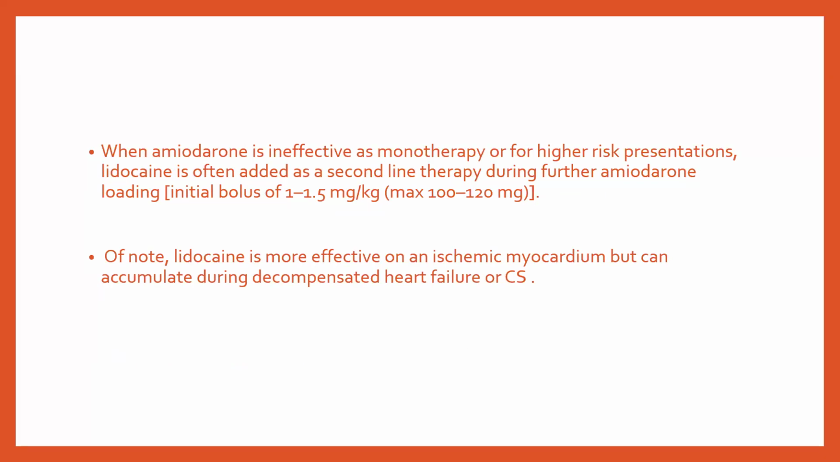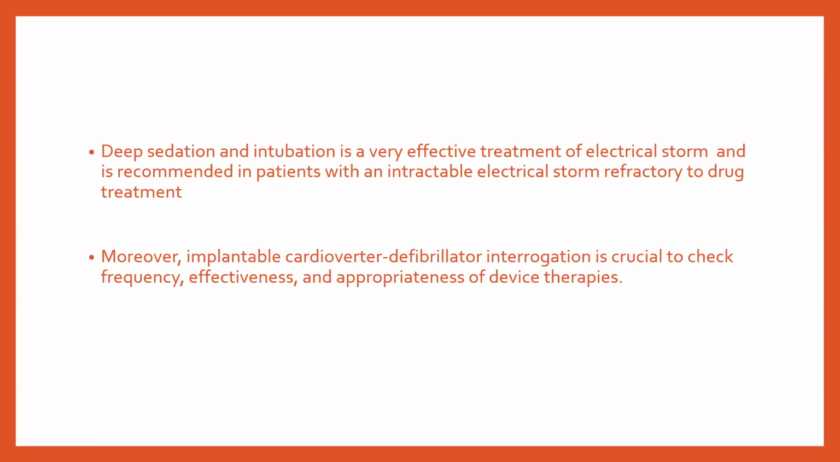When amiodarone is ineffective as a monotherapy or for a higher risk presentation, lidocaine is often added as a second line therapy during further amiodarone loading. The initial bolus dose is 1 to 1.5 mg per kg. Of note, lidocaine is more effective on ischemic myocardium, but can accumulate during decompensated heart failure or cardiogenic shock.